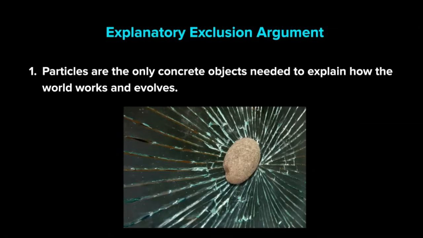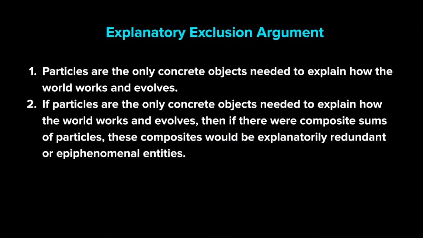The argument then adds that recognizing composite concrete objects like apples in addition to the particles is recognizing what is either explanatorily redundant or epiphenomenal. Thus we get premise 2. If particles are the only concrete objects needed to explain how the world works and evolves, then if there were composite sums of particles, these composites would be explanatorily redundant or epiphenomenal entities.